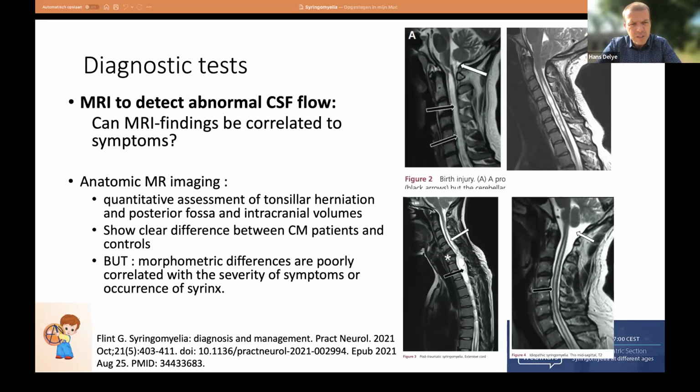So the anatomic MRI imaging is only giving a quantitative assessment of the tonsillar herniation, the posterior fossa and the intracranial volumes, and it can clearly show a difference between the Chiari patients and controls, but the morphometric differences are actually poorly correlated to the severity of symptoms or the occurrence of syrinx. So it could be a huge Chiari, and still it's impossible to predict whether or not there's going to be a syrinx or whether this is going to lead to more complaints. And if you see a syrinx, even the size of the syrinx is not directly correlated to the amount of complaints and problems patients may have.